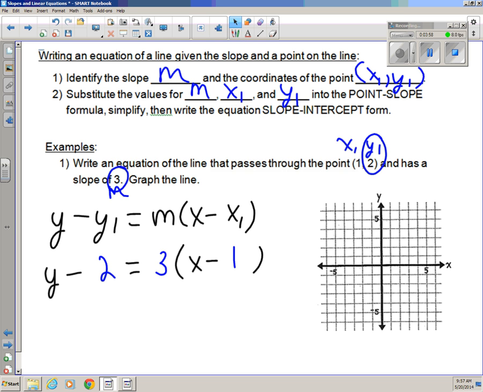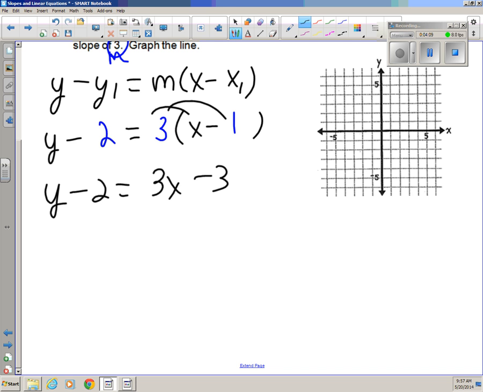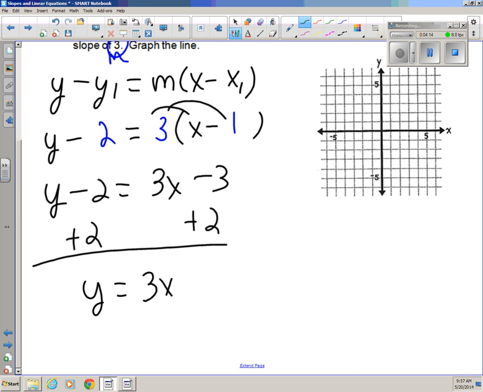And then all you have to do is use the distributive property and solve. So when I do that, I get y minus 2 equals 3x minus 3. Add 2 to both sides. The equation of your line is y equals 3x minus 1. And then you graph it. You begin graphing at -1, your y-intercept, using your slope, which is 3. You're going to go up 3 to the right 1, up 3 to the right 1. Remember, going up and to the right is the same as going down 3 and to the left. And there's the graph of your line.